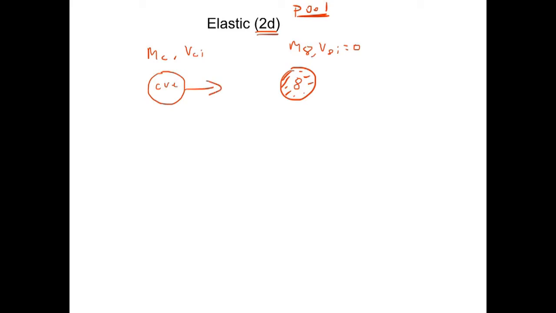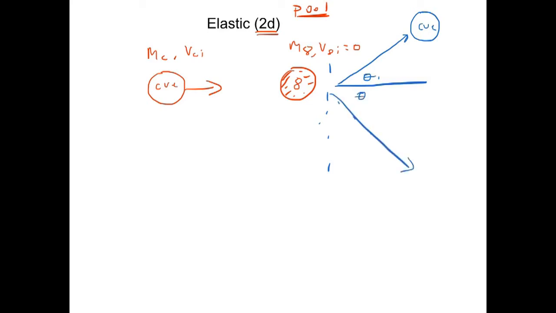And when we hit the 8-ball, the cue ball is going to bounce off at some angle to the horizontal, so we'll call that theta 1. And here's our cue ball. And the 8-ball is going to go off at some other angle, theta 2. And there it is. So if we want to find the final velocity of the cue ball and the velocity of the 8-ball, what we can do is use some of the ideas that we have.